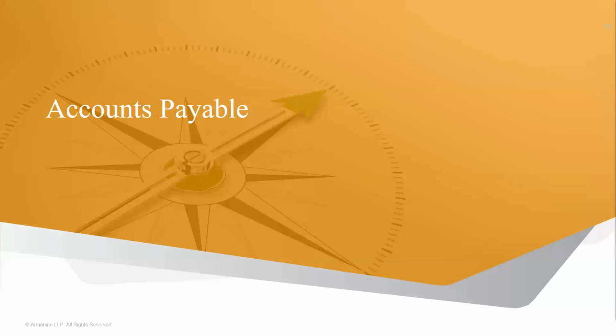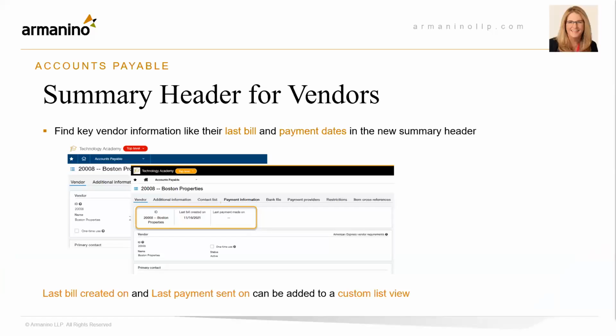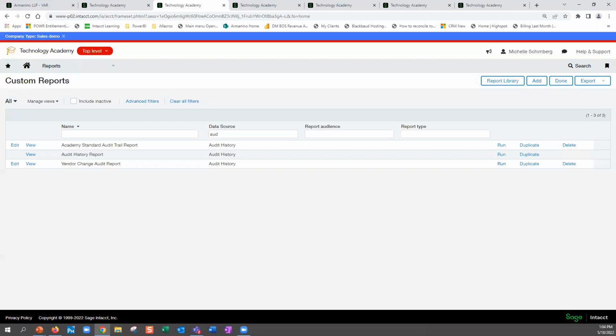In accounts payable, there's now a new summary header for vendors. You'll notice here at the top, there's last bill created on and last payment made on. Let's go into the system and look at that for a second.